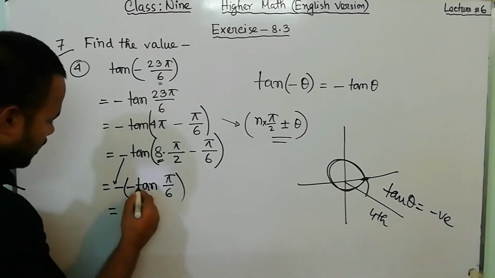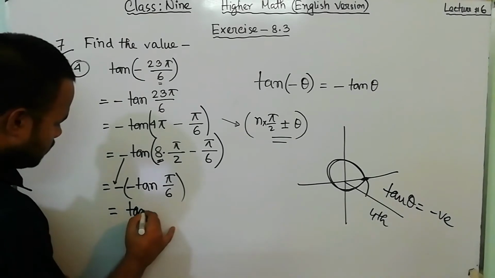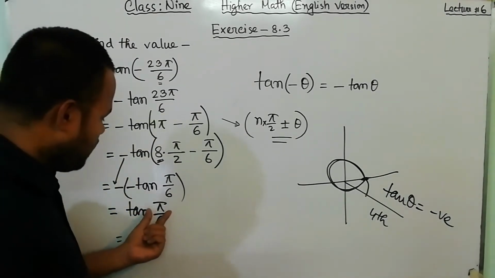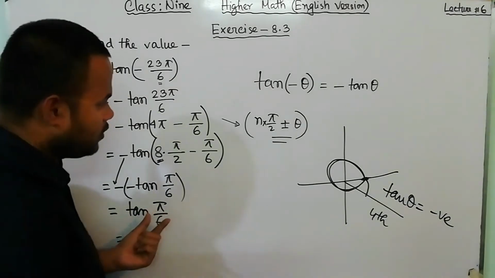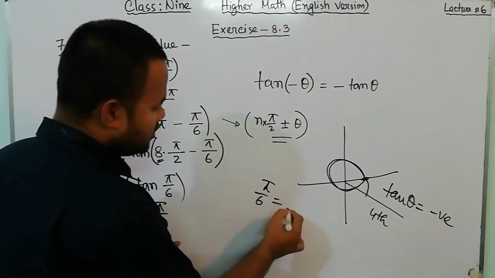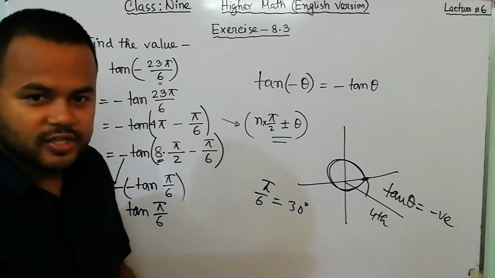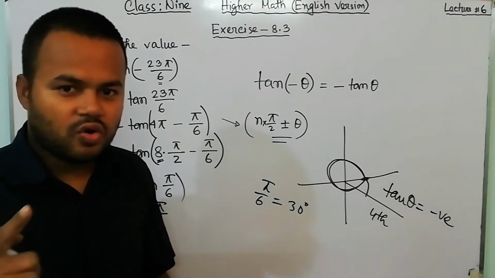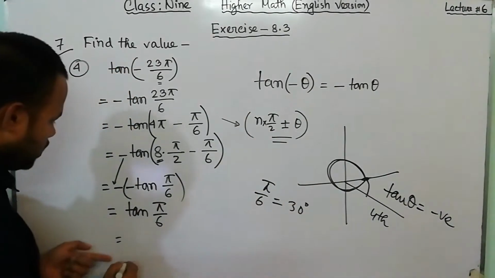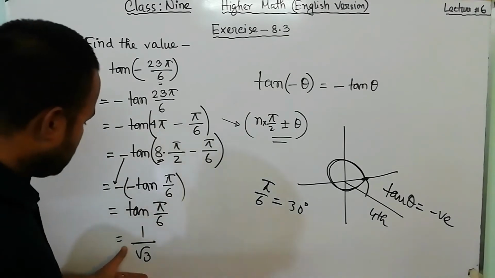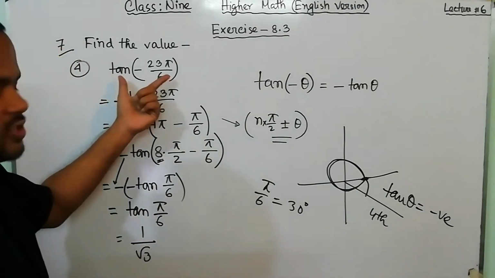So here we have the value tan pi by 6. Now pi by 6 is equal to 30 degrees. Now the value of tan 30 degrees is 1 by root 3. So here we have the value 1 by root 3, that is the value of this term.